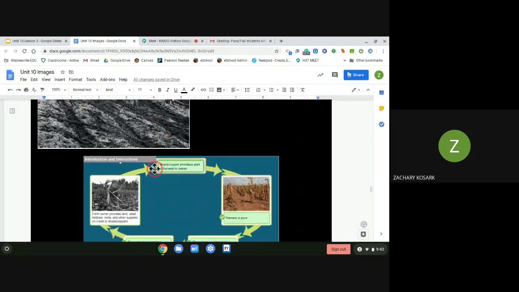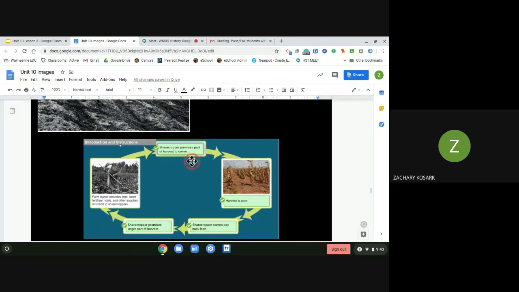But a lot of times what we see is this kind of cycle of poverty that would exist. So in this first picture right here, you see the farm owner provides the land, the seed, the fertilizer, the tools, and other supplies, basically on a credit or a loan. So let's say it costs $300 for all of that stuff. At the end of the harvest season, the sharecropper would have to pay that back. Well, most of the time, what would happen is the sharecropper would promise part of the harvest to the owner. So then they would split the harvest.